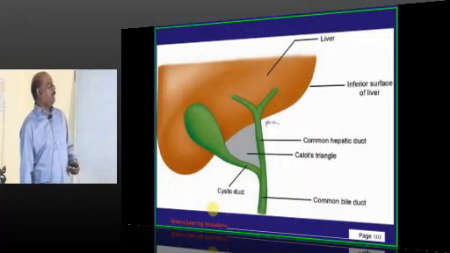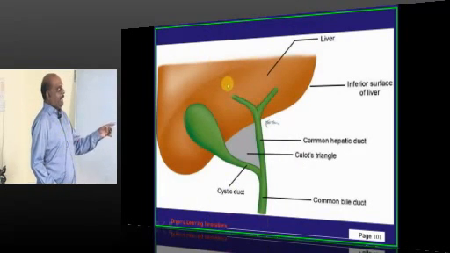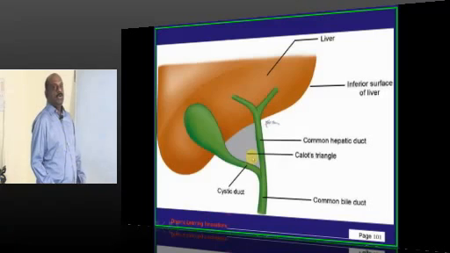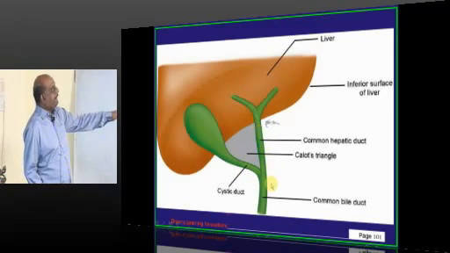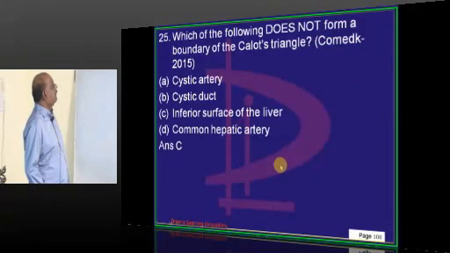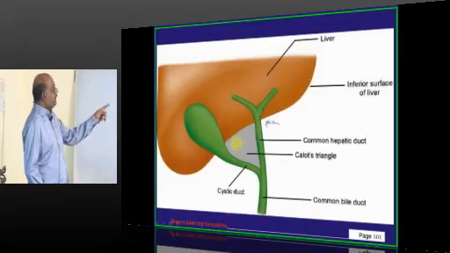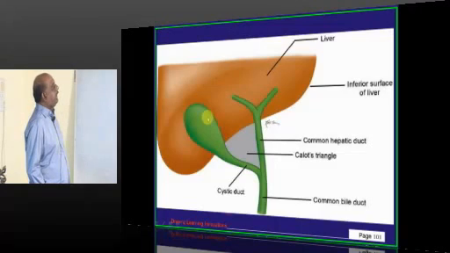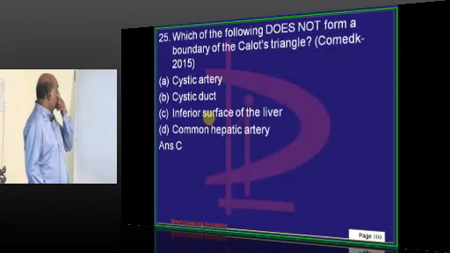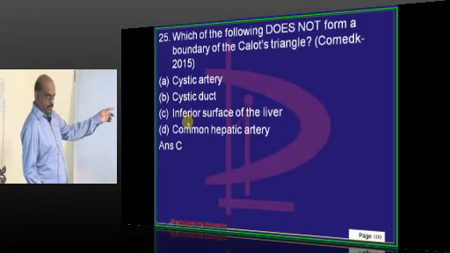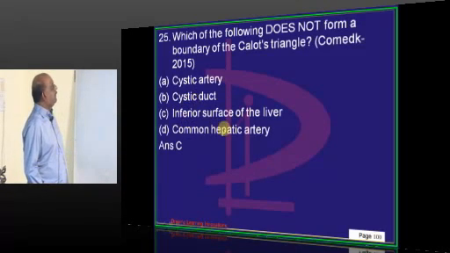Calot's triangle, what are the boundaries? You have the cystic duct, common hepatic duct and cystic artery. They form the boundaries, and the inferior surface of the liver forms the upper boundary. Cystic artery was given. This was the original answer given by the COMEDK board. They gave C as the answer, right? So I think A should be the answer.